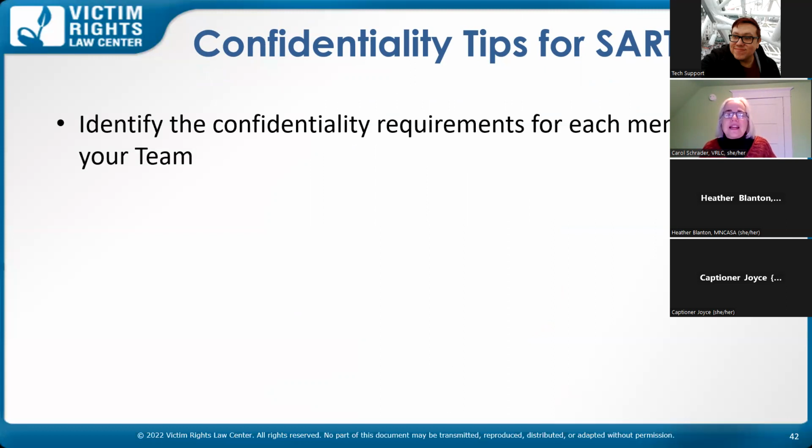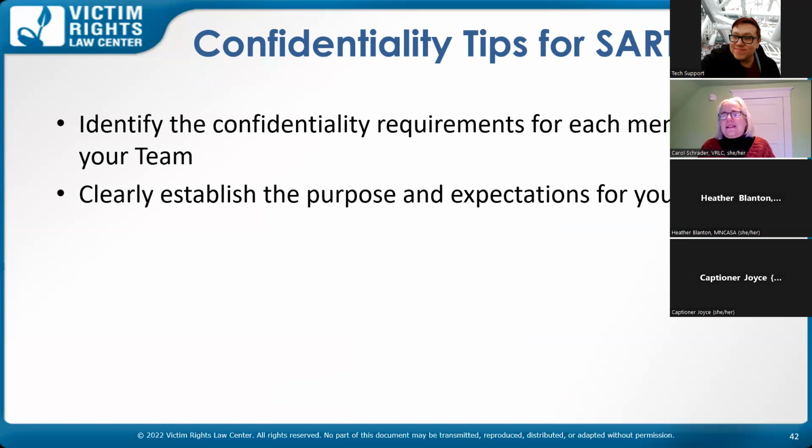As we've mentioned, identify the confidentiality requirements for each member of your team. And I think it's helpful for the team members to be able to explain why they have them, so that it doesn't give the appearance or seem arbitrary or something they're just making up, that there's a legal basis for these expectations. Next line, please.